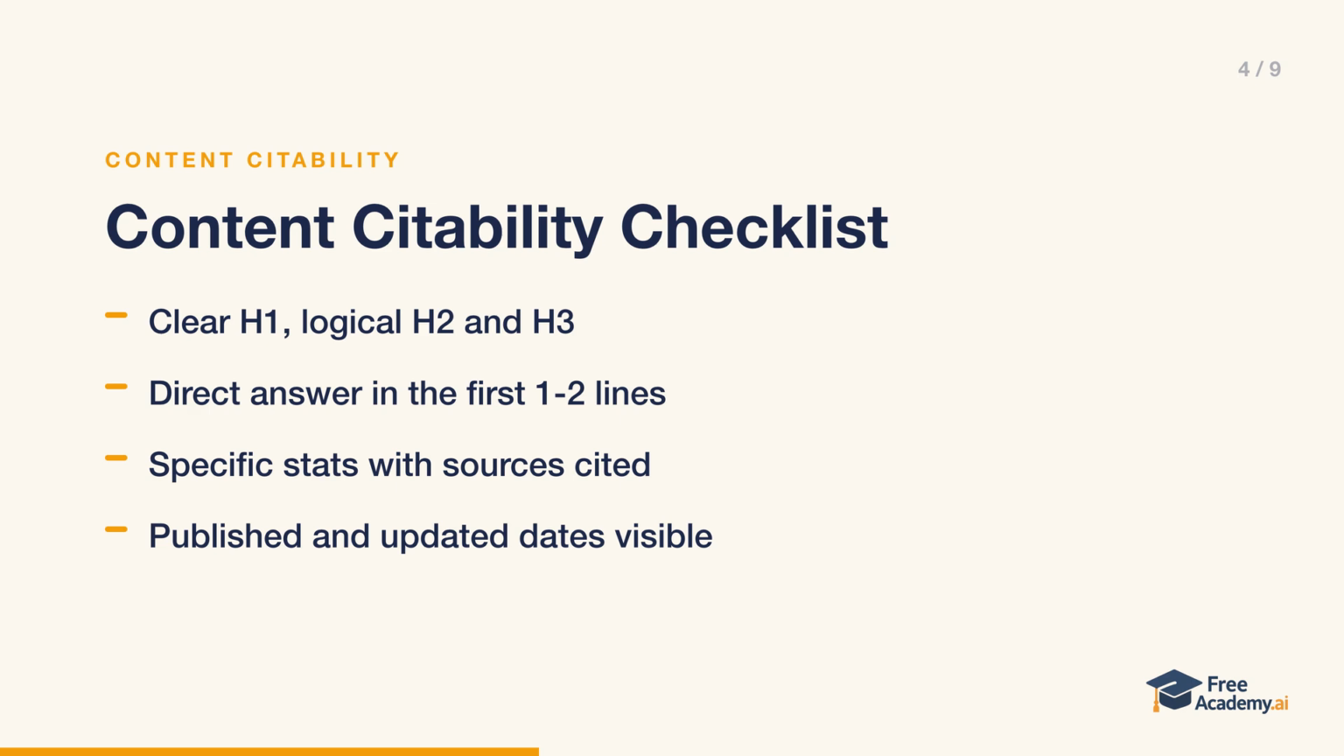Currency, a visible publication date, a last updated date shown, statistics that are current, and no outdated information. 16 boxes per page sounds like a lot, but most of them are one-time template fixes. Run this on your top pages first.